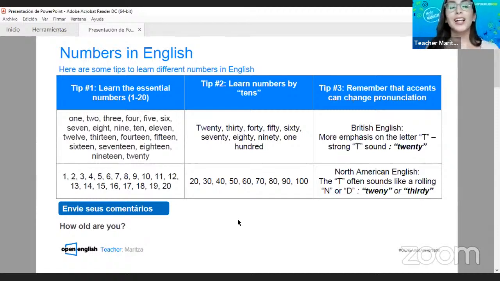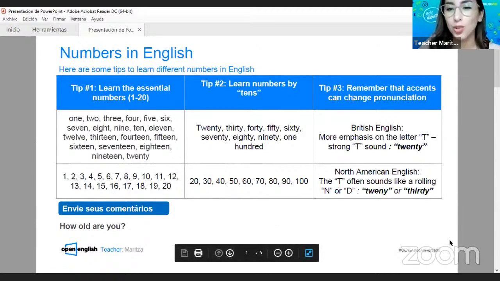Tip number 2, learn the numbers by tens. As we say, learn by tens in English. So that means we have 20, 30, 40, 50, 60, 70, 80, 90, 100. So those are the tens. So first 1 through 20 and then the tens, 20, 30, 40, 50, 60, 70, 80, 90, 100.